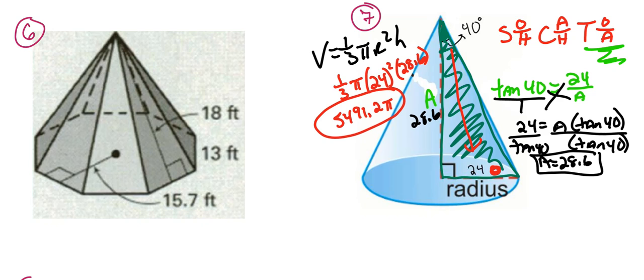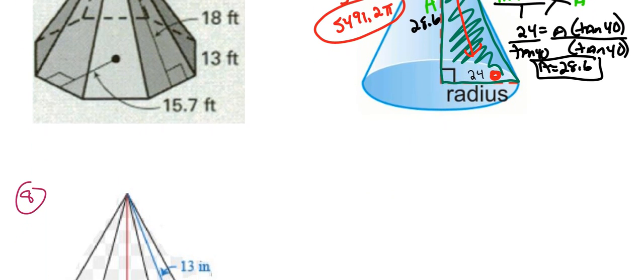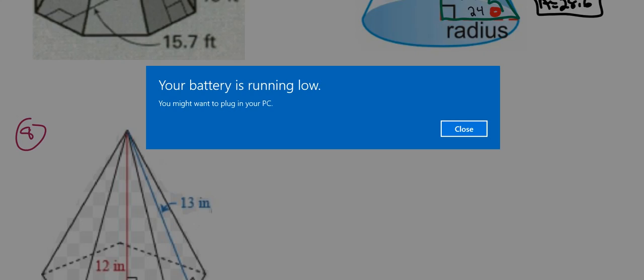All right, so that's the first one where it wasn't just a squared plus b squared equals c squared. All right, let's look at the next problem.